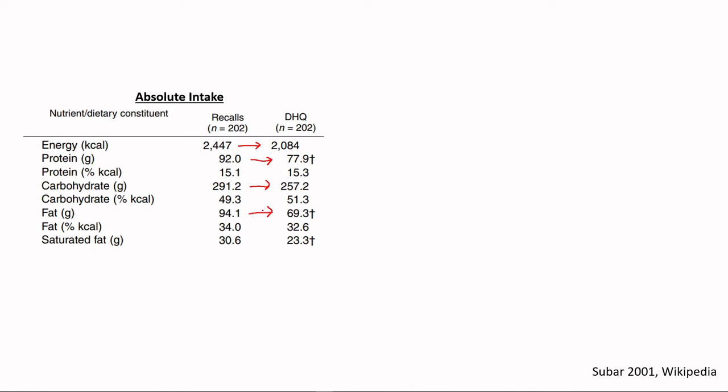It is a well-known phenomenon that food frequency questionnaires underreport caloric intake. Researchers adjust the data for this error. They normalize the DHQ energy and the macronutrients to the recall energy, which is a factor, in this case, of 15%. In other words, they multiply all of the data they collect in the food frequency questionnaire in order to normalize it to the energy of the recall. And in this case, they increase all parameters by 15%.